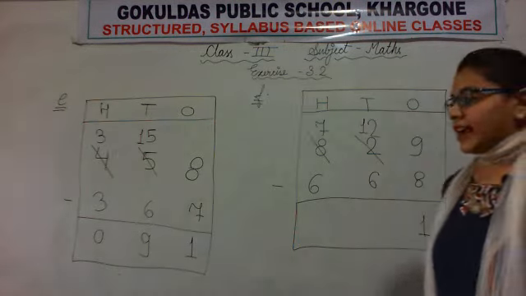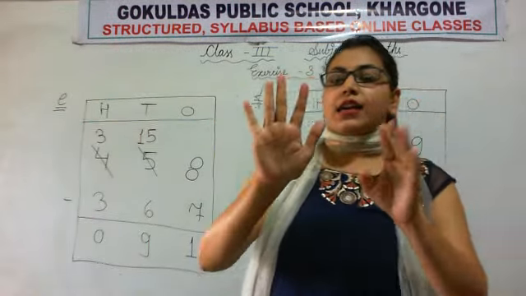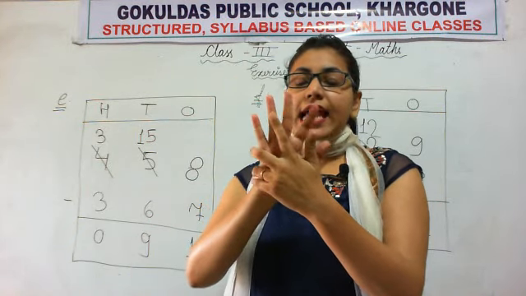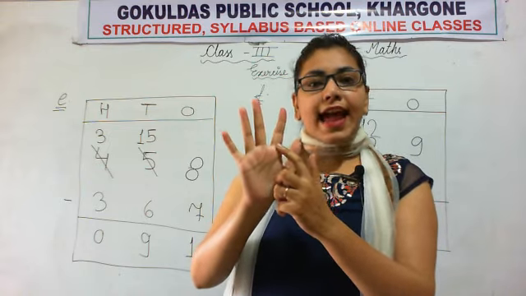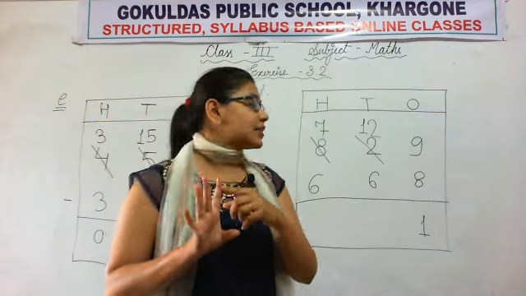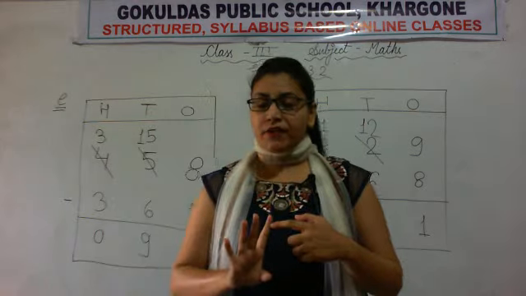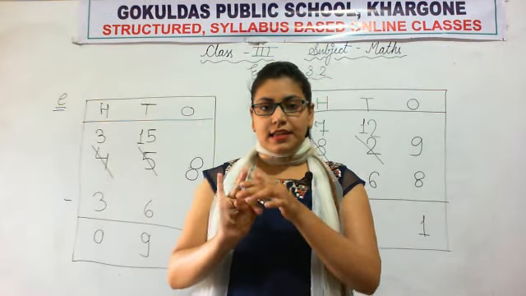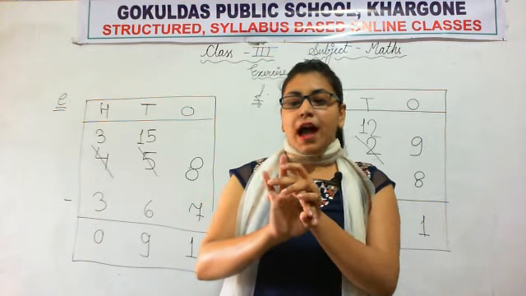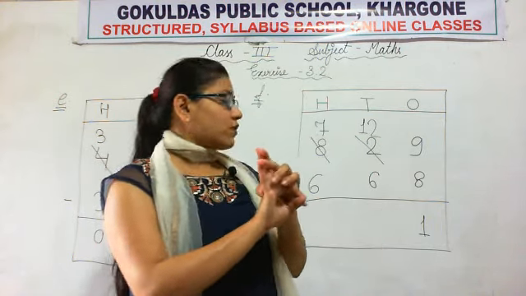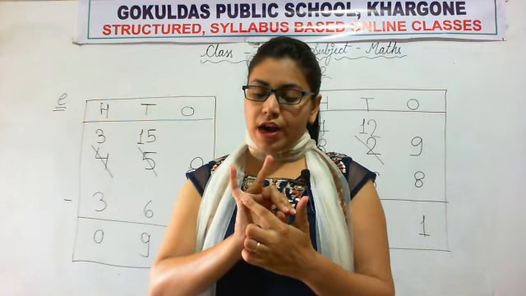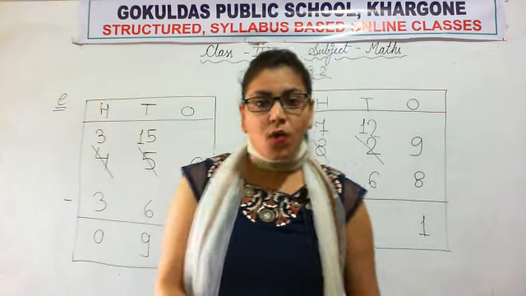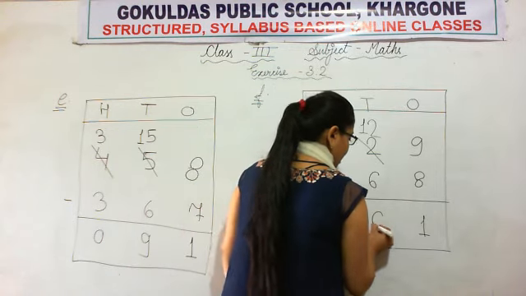So first of all, let us count 12 finger marks. 1, 2, 3, 4, 5, 6, 7, 8, 9, 10, 11, 12. 12 finger marks. Now minus 6. Now we will count 6 times backward. 1, 2, 3, 4, 5, 6. Now these finger marks are left. Now let's count them. 1, 2, 3, 4, 5 and 6. 6 finger marks. So we'll write the number 6.